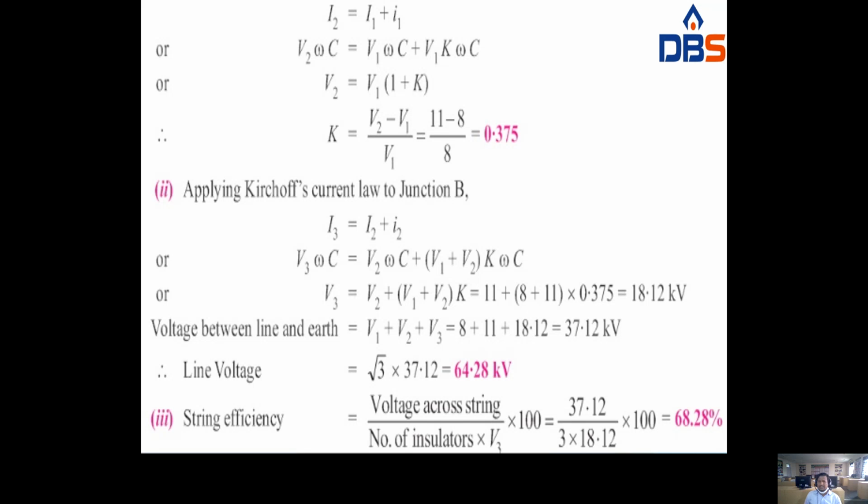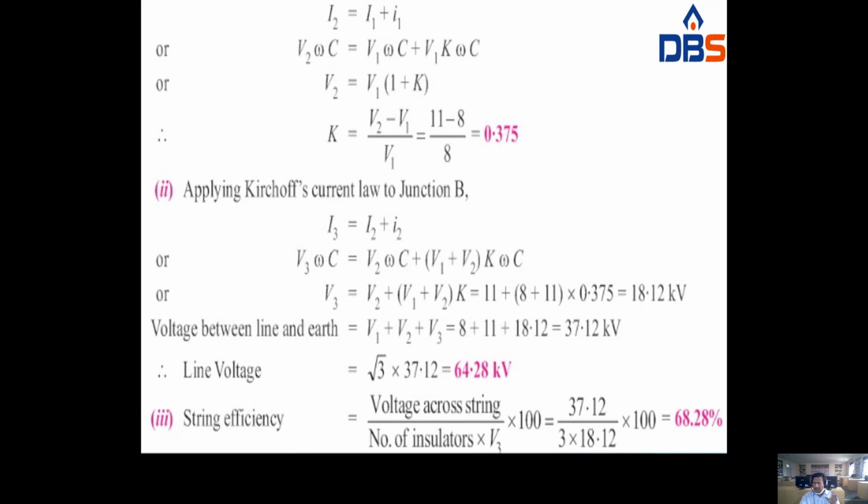String efficiency is equal to voltage across the string divided by number of discs or number of insulators multiplied by the voltage across the disc nearer to the conductor, that is nothing but V3. So voltage across the string, we have to put only phase value, not line value. Remember, please, to calculate the string efficiency, we have to utilize phase values. Suppose they calculate line voltage, then only you can multiply with root 3. So voltage across the string is 37.12 divided by number of insulators 3 into V3 value, that is 18.12, multiplied by 100, that is equal to 68.28 percent, right?